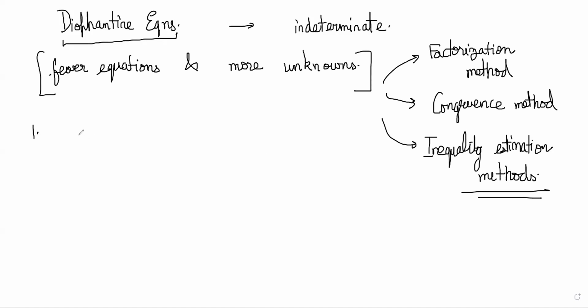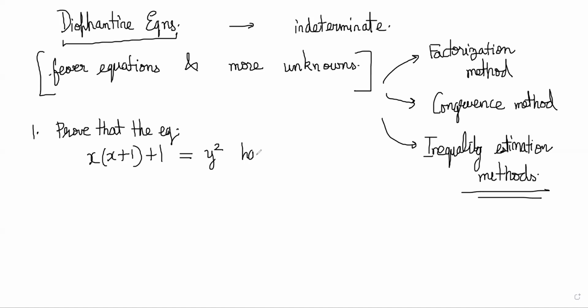We have to prove that the equation x into x plus 1 plus 1 equal to y square has no positive integer solutions. So let's approach this by the factorization technique.